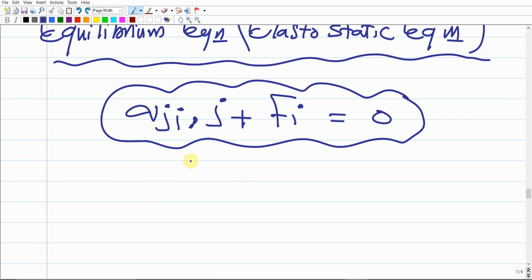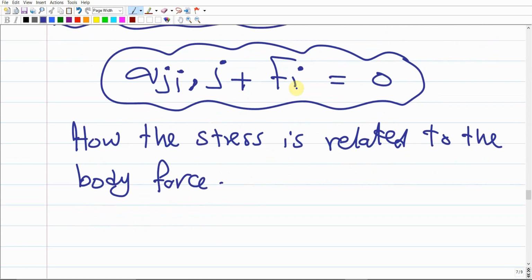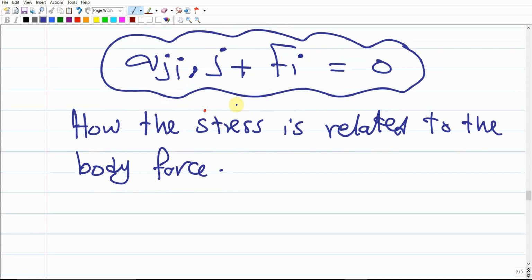Make sense? So this is this equation here. This is how the stress is related to the body force. So simply, if you are given a specific body force field, can we solve this equation for the stress field? Yes. If the F is given, you can find the stress. If the stress is given, you can find the force component. Very simple. Can we write this equation into the different components? So how many equations should we end up with?